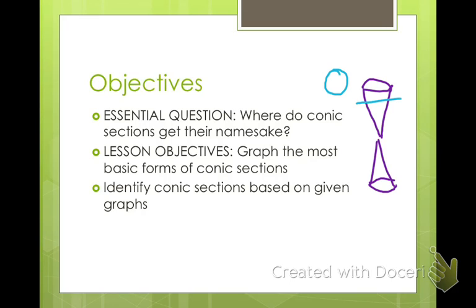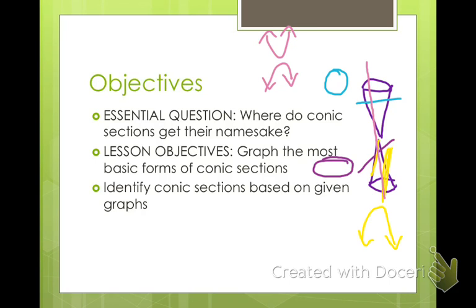If I were to cut that cone at an angle, I would get an oval shape, which we call an ellipse. If I were to cut parallel to one side of the cone, I would get a parabola, which we've done before. We're going to do a little bit more in depth. And then if I were to cut through two cones, I get parabolas that face different directions.